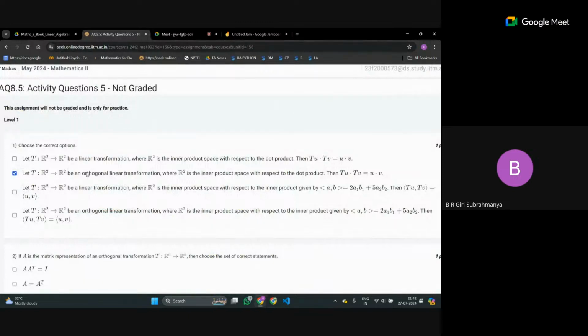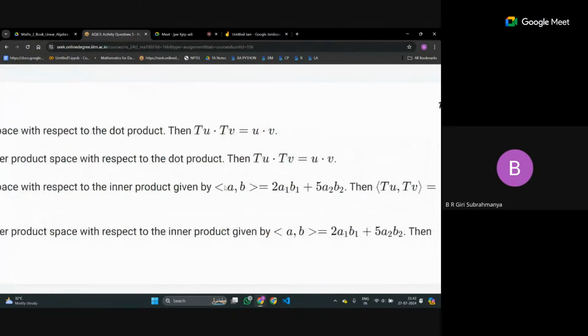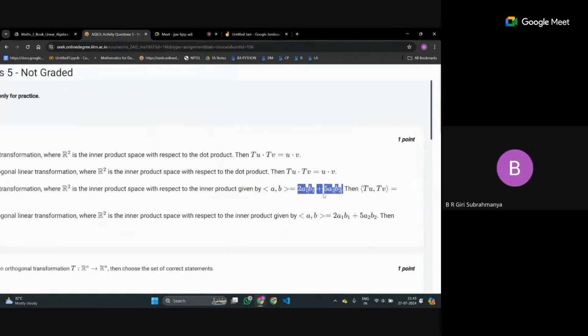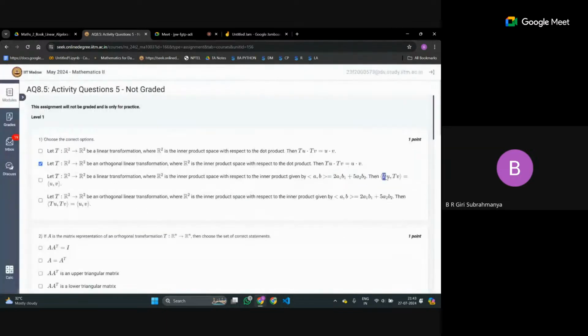Now for the third one, they are saying again R2 is the inner product space, and now the inner product is given by this one: the inner product of a and b is 2a1b1 plus 5a2b2. Now again they are claiming that the inner product between Tu and Tv will be equal to the inner product of u and v.